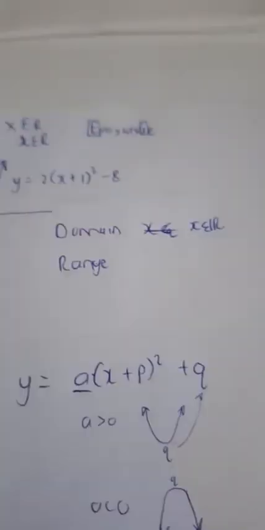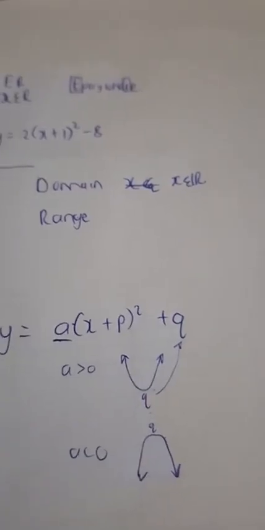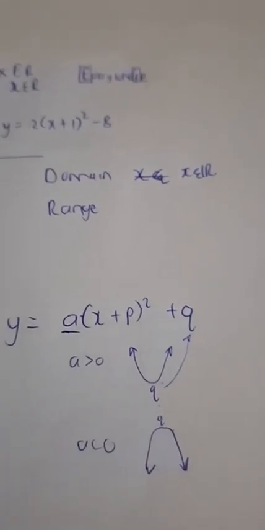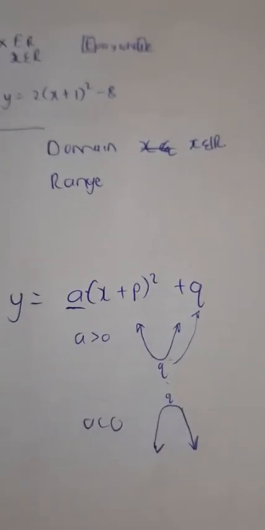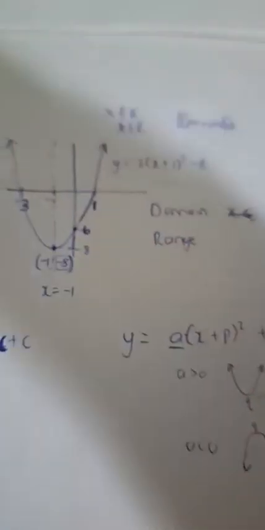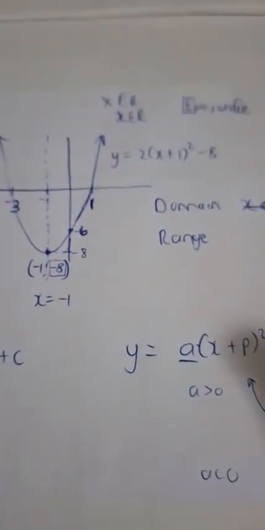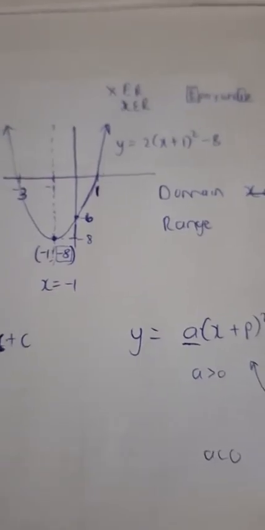Okay, then our range. What would be the range? Okay, Max, I see you there. You say y greater than negative 8. Is it just greater than negative 8? Yes, because we are always looking at the y value, the y coordinate of the turning point. So that definitely features.